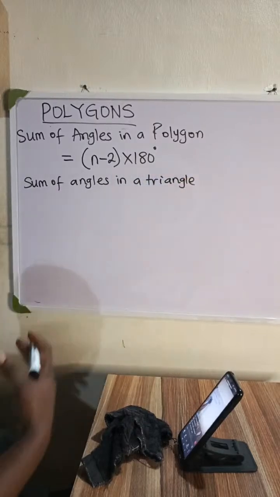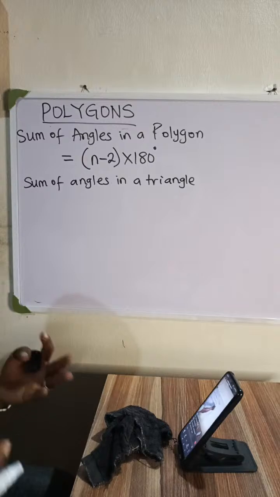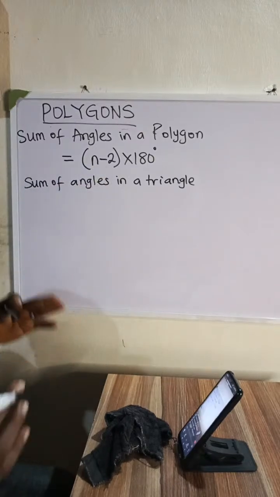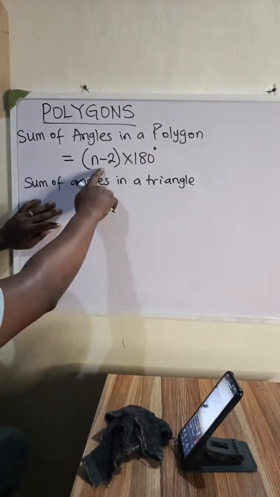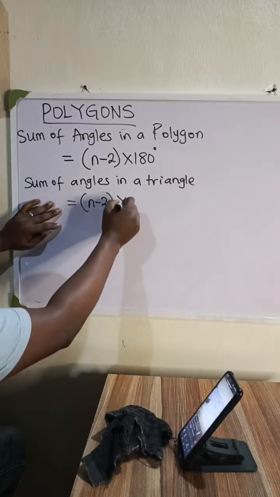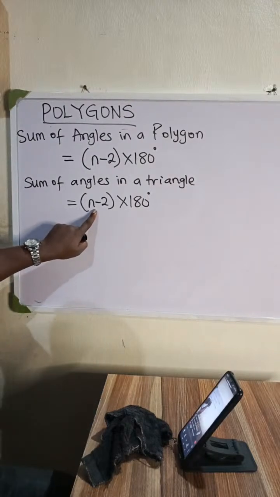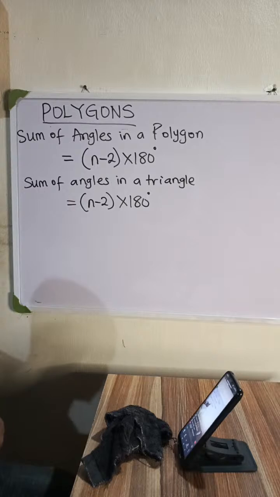In our previous class, we've already learned that the sum of angles in a triangle is equal to 180 degrees. So we're going to use this formula to confirm what we have already learned. So let's see the sum of angles in a triangle using this formula. The formula is n minus 2 times 180 degrees. N represents the number of sides of that particular polygon. So from what we've learned, what will be the value of n for a triangle?